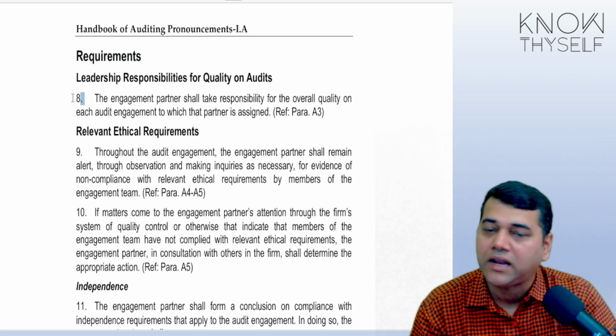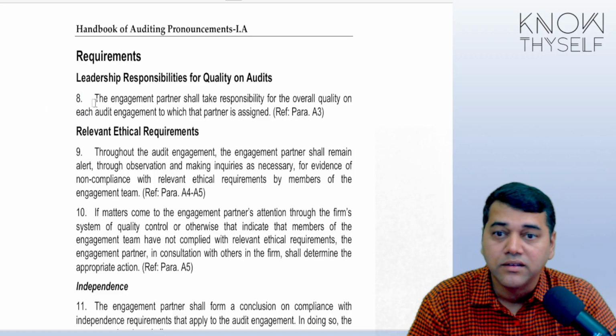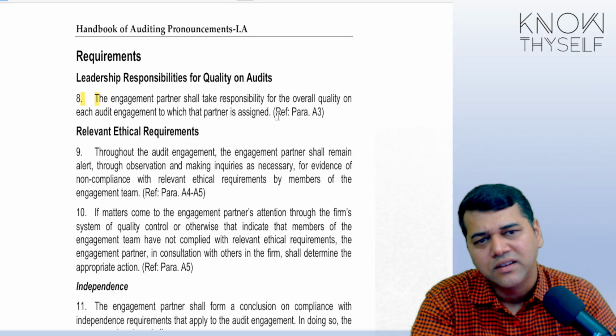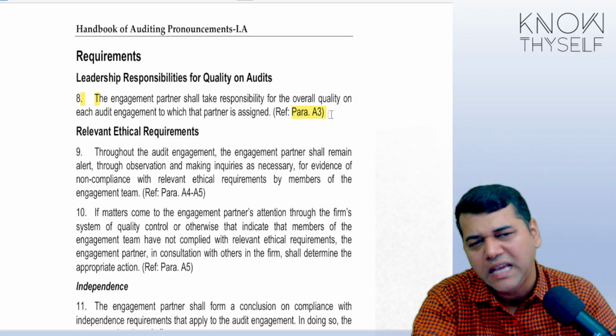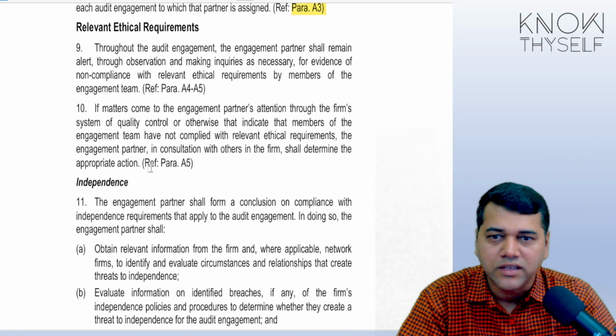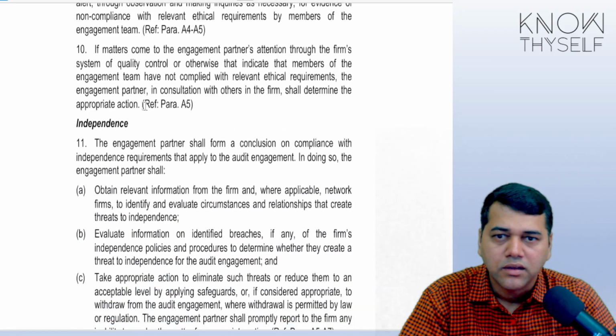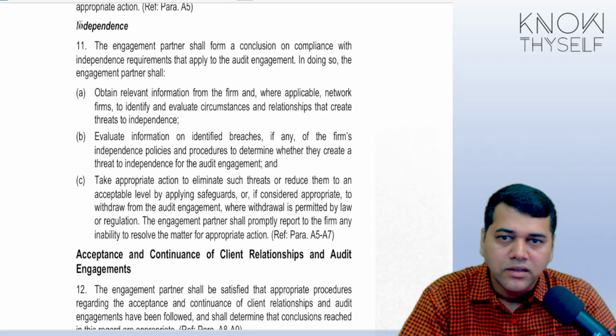Now you have got the para, and I told you this is the same para across the world. Everybody is reading the same para, same words, everything is same. Para number A3, everything is same. Now if I take you to ethical independence in ethical requirement, you see here, this is the independence requirement coming from para number 11. What is supposed to be done? Obtain information, evaluate information, take appropriate action, promptly report.